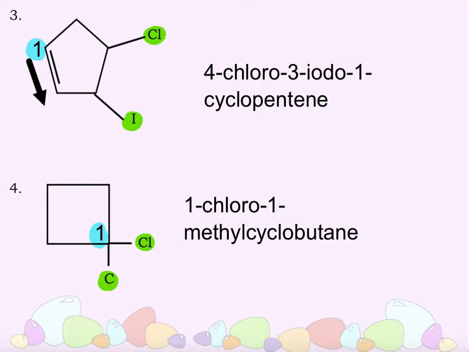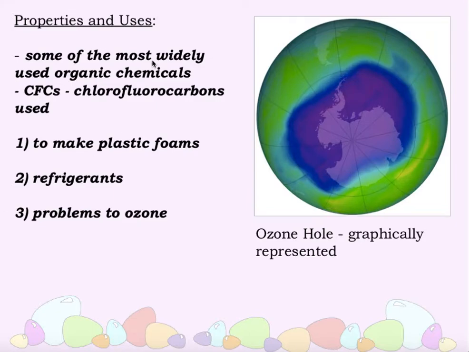There's one slide that's not in your notes. We wanted you to know that halogenated organic compounds are a lot of times known as CFCs or chlorofluorocarbons. Chlorofluorocarbons are used to make insulation, refrigerants, but they do have an unfortunate ability to actually react with the ozone in the upper levels of the atmosphere, and they've been shown to contribute to the hole in the ozone layer.